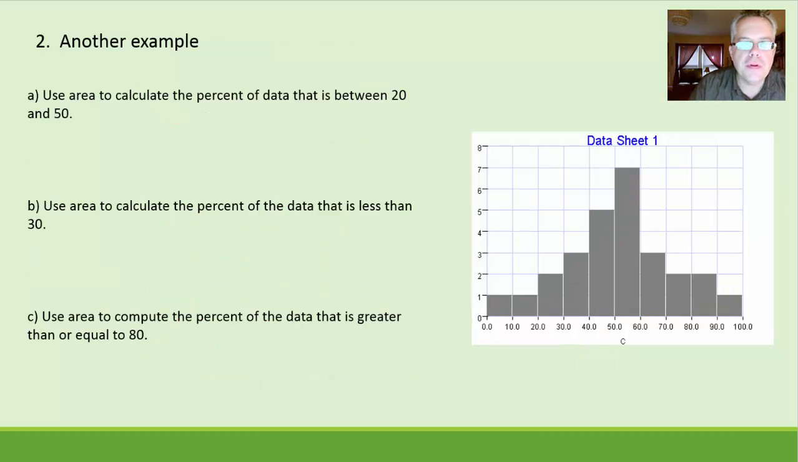Here's another example. So we use the area to calculate the percent of data that's between 20 and 50. I'm going to really quickly label the area of the bars. So now that I kind of know how this works, that'll help us. So this first one is 10. This one is 10. This area is 20.